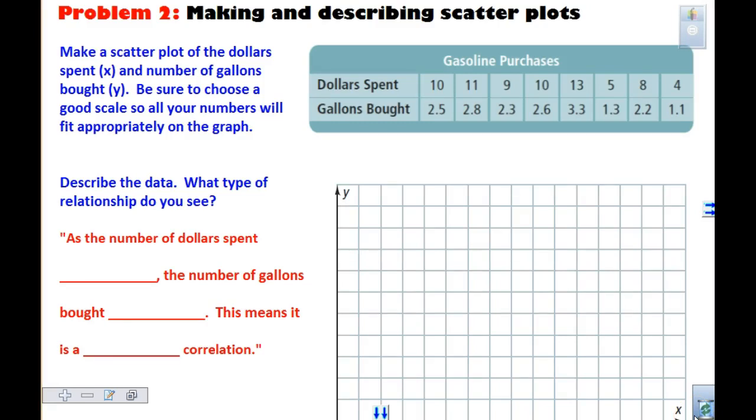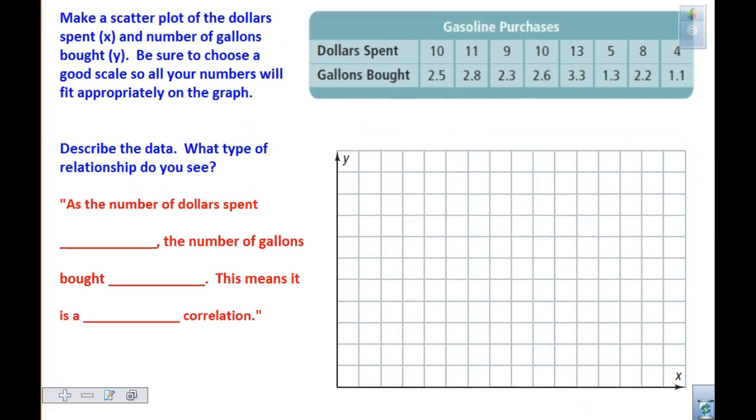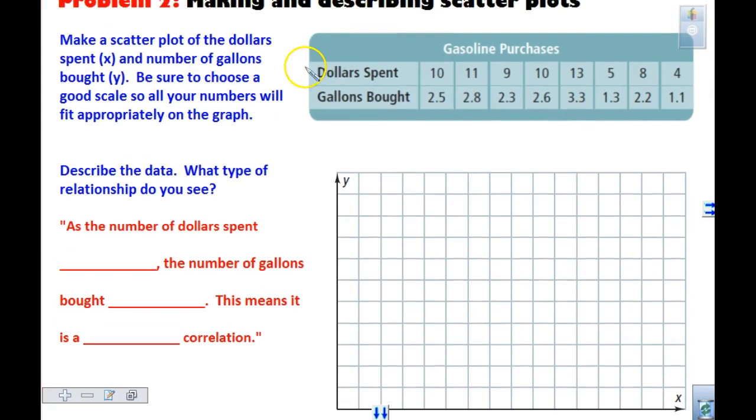On the next page, you are going to be graphing yours. So it says to make a scatter plot. There are 3 questions in your homework today. I'll be giving you graph paper, and we'll be asking you to make a scatter plot. It says usually when you look at yours, x coordinate and your y coordinate. So if you're plotting it, it is at 10, 2.5. Be sure to choose a good scale for your numbers so that they fit appropriately.